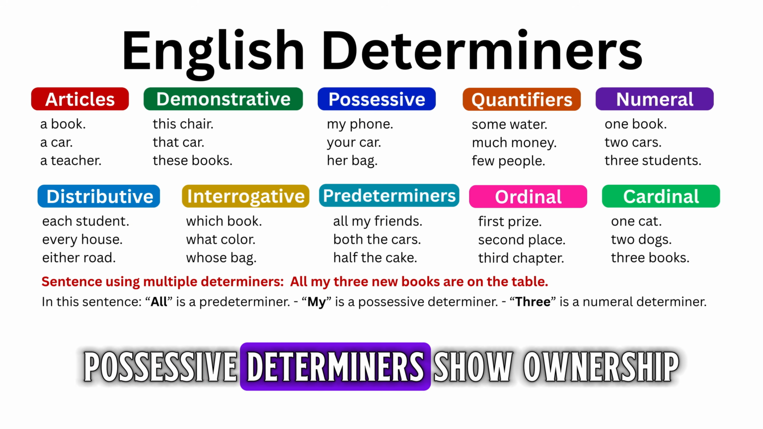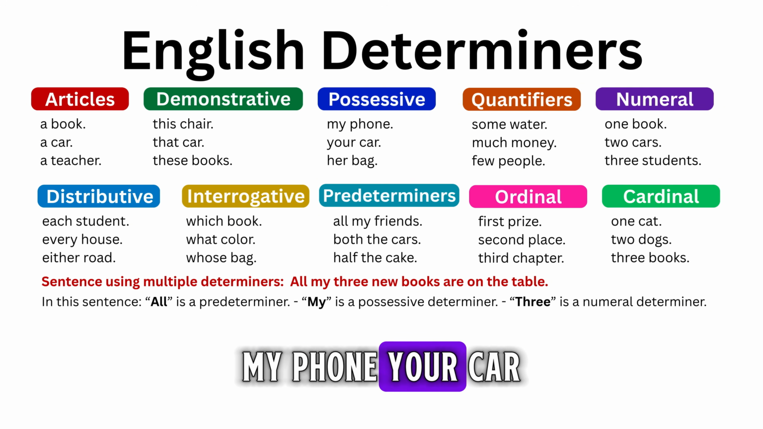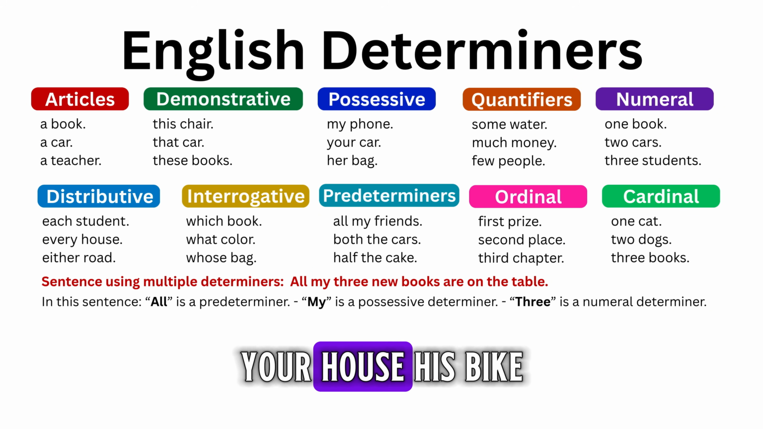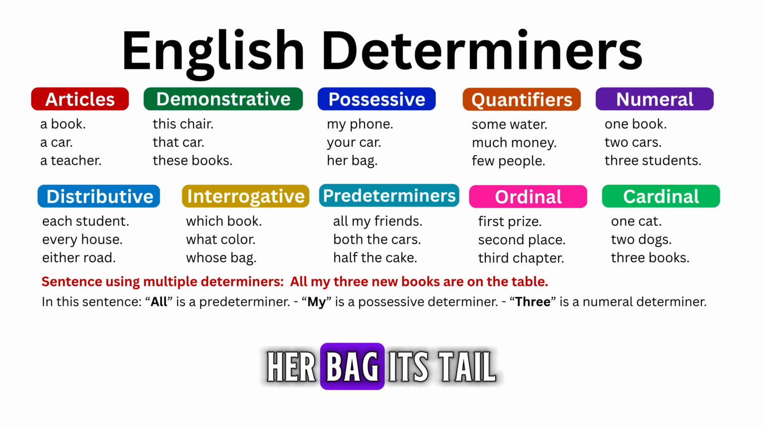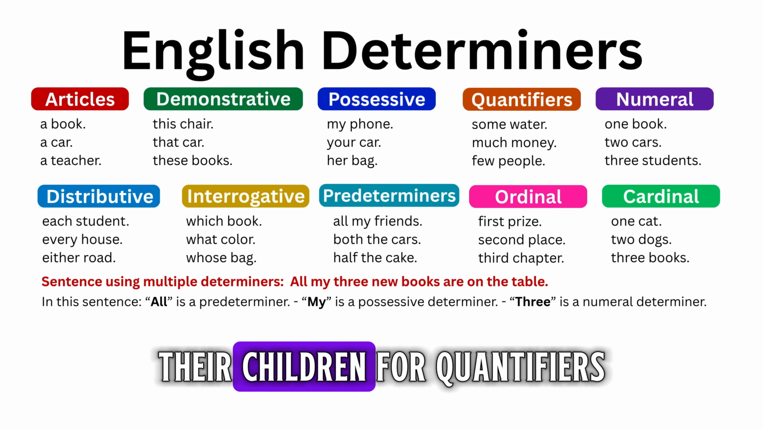3. Possessive determiners. Possessive determiners show ownership. For example, my book, my phone, your car, your house, his bike, her bag, its tail, our school, their garden, their children.